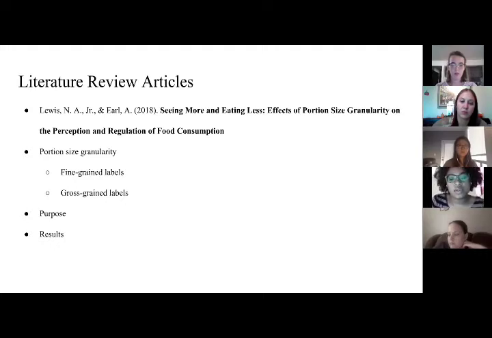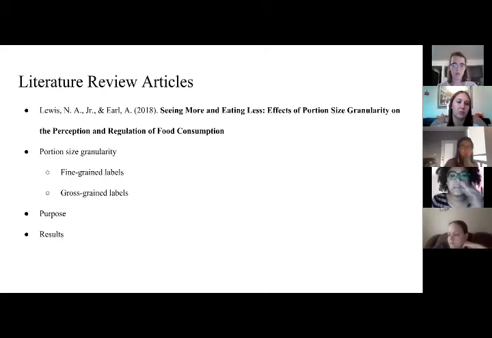They also stated that if consumption judgments are indeed driven by external cues or portion size, as previous research suggests, then perhaps changing the granularity of portion size description rather than the portion size itself may be another route to shift consumption judgments. In this study, they talked about fine grain labels and gross grain labels. So fine grain labels are several smaller units, for example, stating that 16 gummies equals 1 serving size, and portions in gross grain labels is simply stating that it's just 1 serving size.